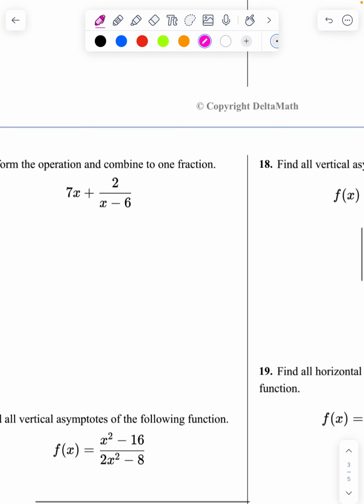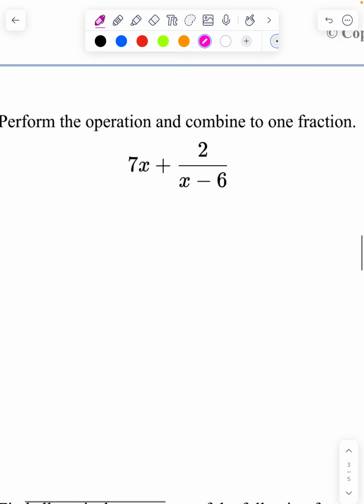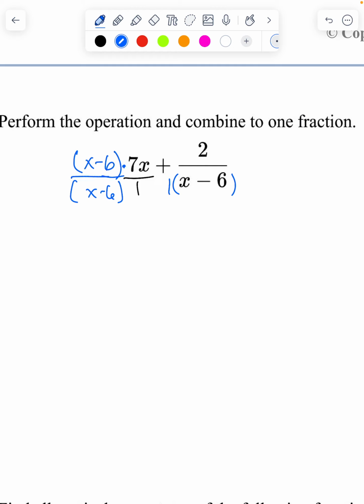All right, number 15. Common mistake here, we do need a common denominator, but there really is a denominator underneath 7x, it's 1. So if you think about it, you can put a 1 in front of here. So they both have 1 in common, because 1 times anything is itself. But what the first one is missing is it does not have x minus 6. So I have to give it x minus 6 on the top and the bottom, and we're multiplying it.